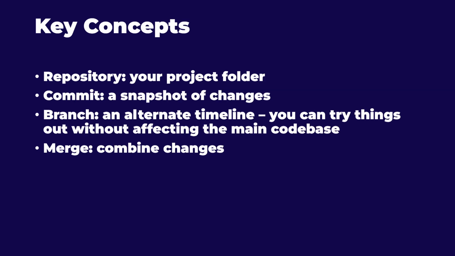Let's go over the building blocks of Git. A repository is your project. A commit is a saved change. Branches let you try things without affecting the main codebase. For example, you can try adding a new feature. Merge brings it all together.